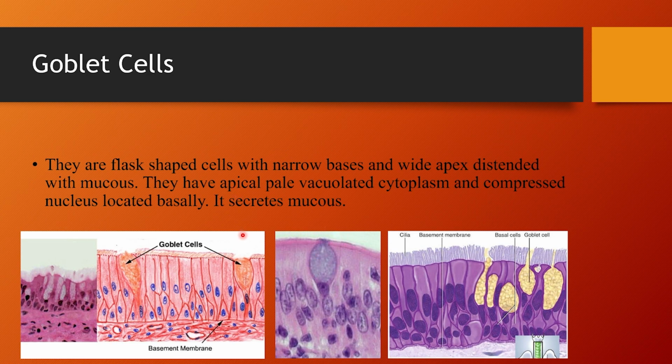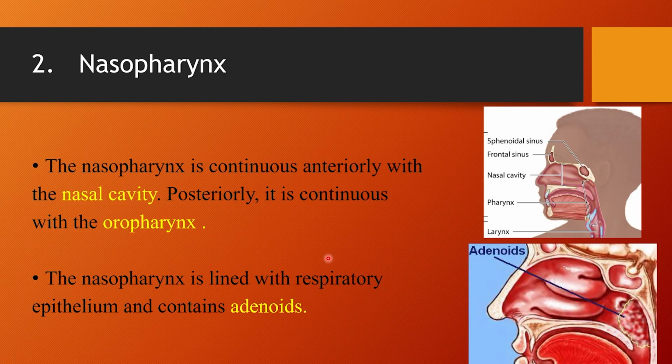What are the goblet cells? As you can see here in another picture, these are the goblet cells, and they are responsible for secretion of mucus. There are the cilia on the top, the hair-like projections that hold microbes, and there are the basal cells on the base of the epithelium.